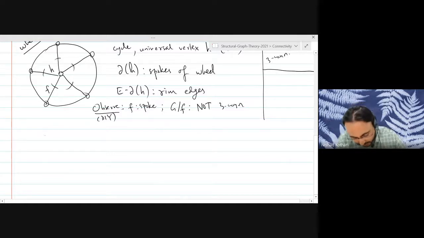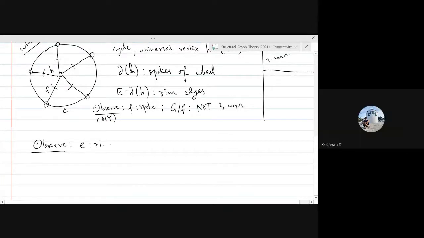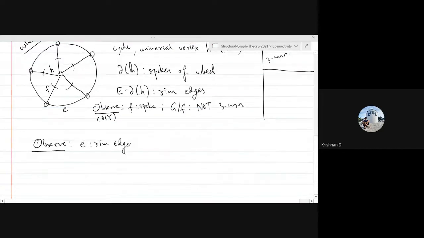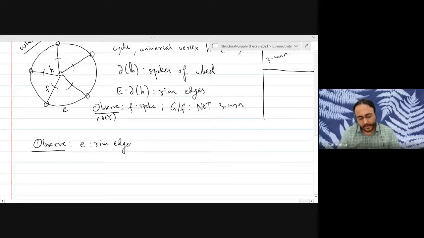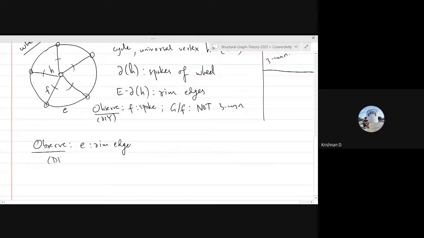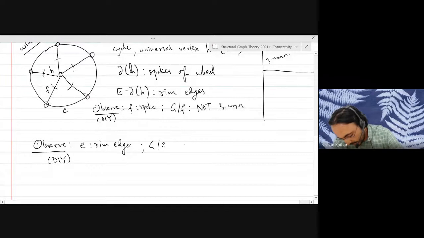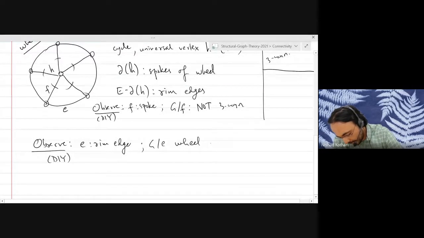Now let's look at a rim edge. Can somebody look at a rim edge and tell me what happens? Supposing E is a rim edge. Yeah, it should be 3 connected, I guess. Right. What do you get actually? Do you get a smaller wheel? You get a wheel with an extra spoke. So in this case, G contract E is a wheel with a multiple edge.